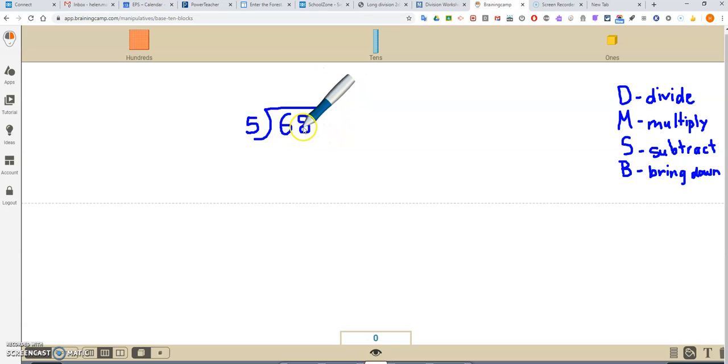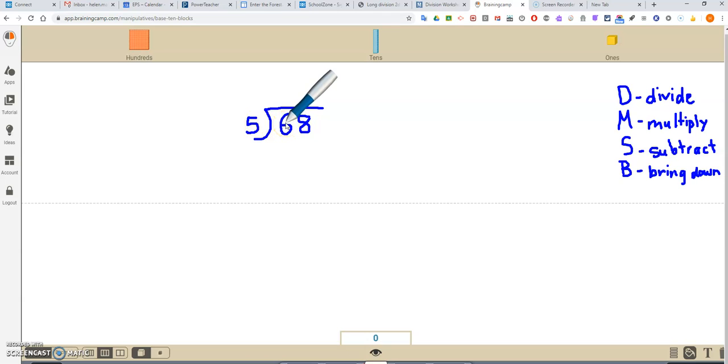So 68 is my dividend, 5 is my divisor. I'm looking for my quotient. So I want to figure out, if I have 6 tens, how many can I divide into 5 groups equally? Well, if you remember, if I had 6 tens and 8 ones and I had split it into 5 groups, I could have taken 1 and put it into each group. It's really asking you how many 5s make close to 6 without going over.